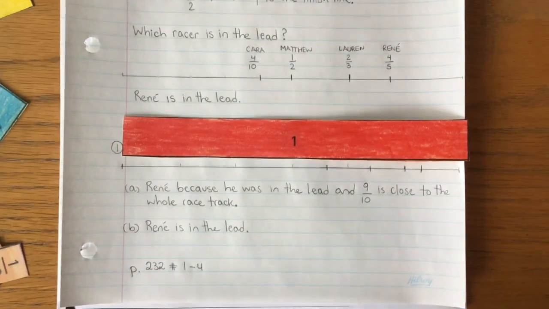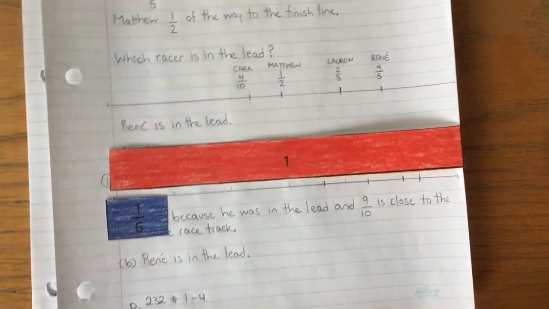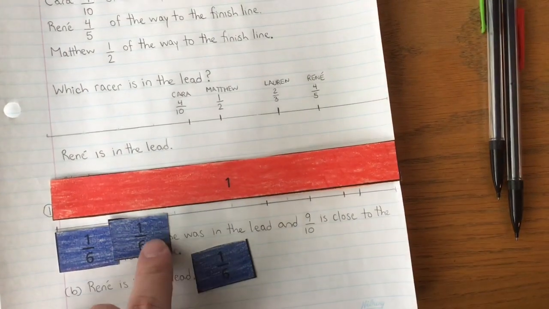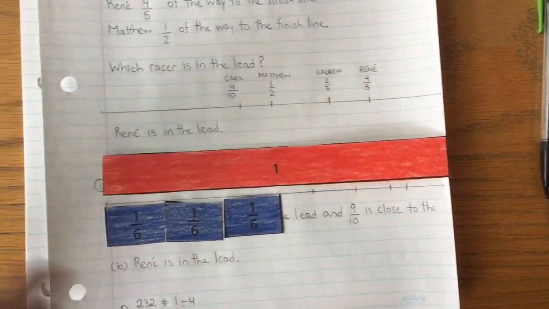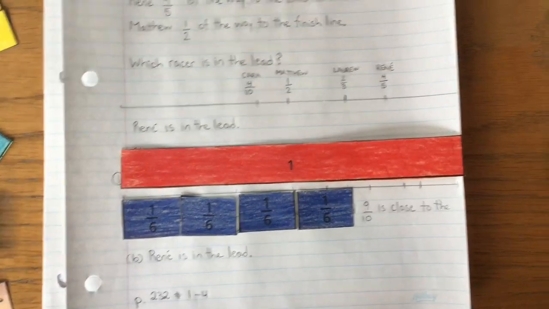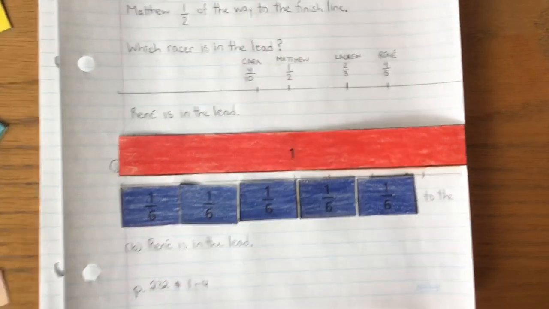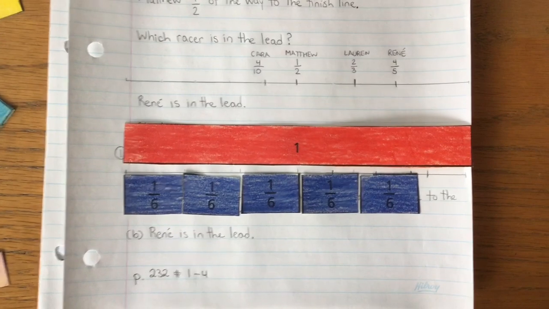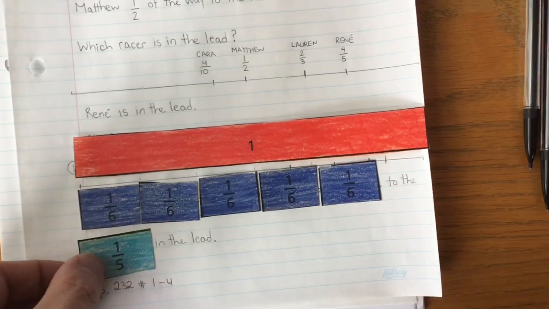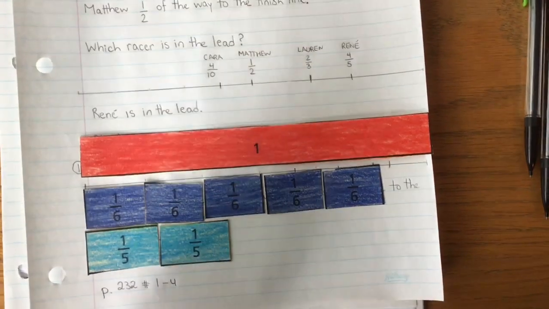So I'm going to start off with my 5/6. So 1, 2, 3, 4, 5. So that shows me where Lauren is. Okay, there's 5/6. So I'm going to do Kara, which is at 3/5. So 1, 2, 3.